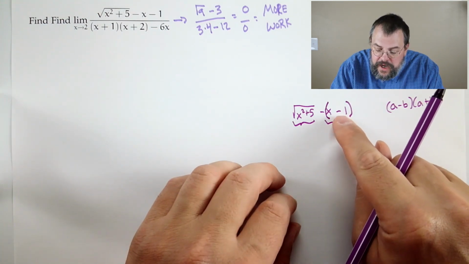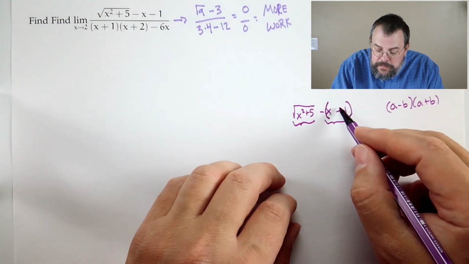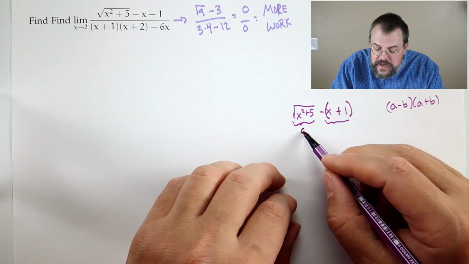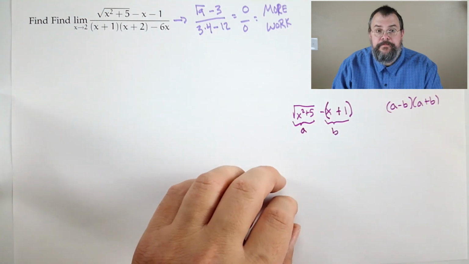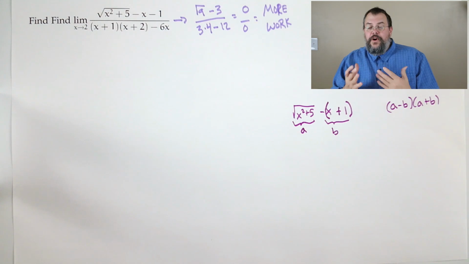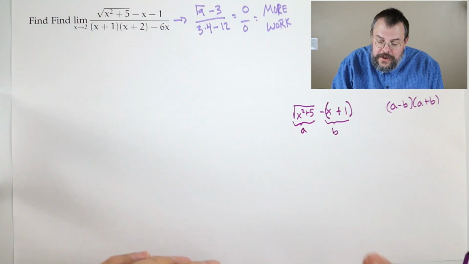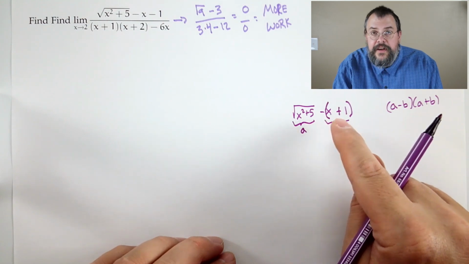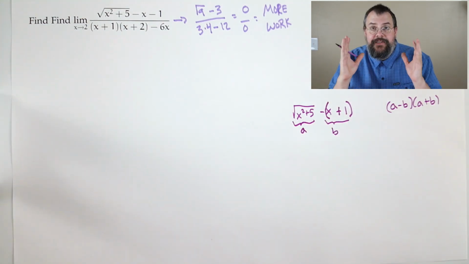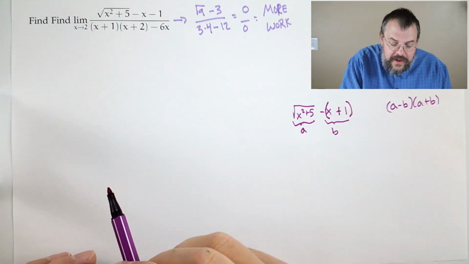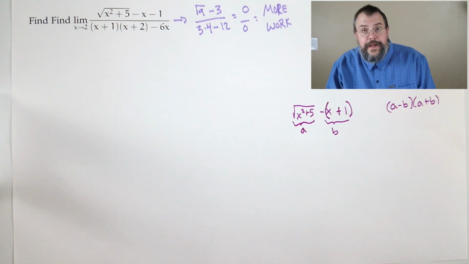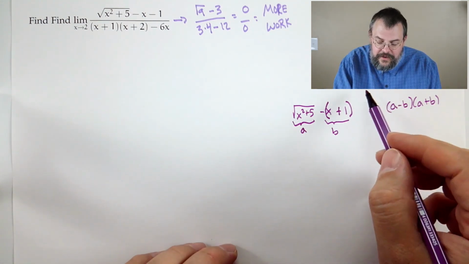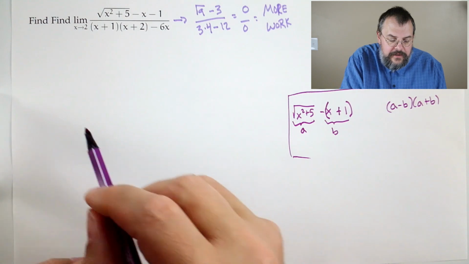What happens to that minus? It becomes a plus. So here's our A and our B. All right, so when we multiply by the conjugate, we're going to multiply by the square root of x squared plus 5 plus x plus 1. Keep that in mind. Okay, so, let's begin. That's just a little side note for us.